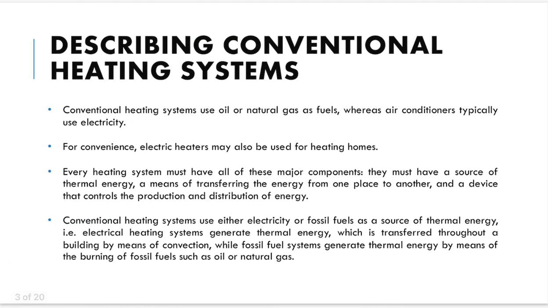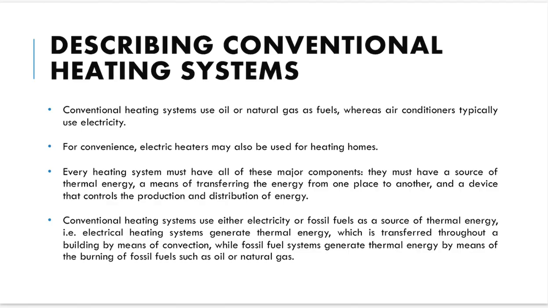So, conventional heating systems use oil or natural gas as fuels, whereas air conditioners typically use electricity. For convenience, electric heaters may also be used for heating homes. Every heating system must have all of these major components. They must have a source of thermal energy, a means of transferring the energy from one place to another, and a device that controls the production and distribution of energy.